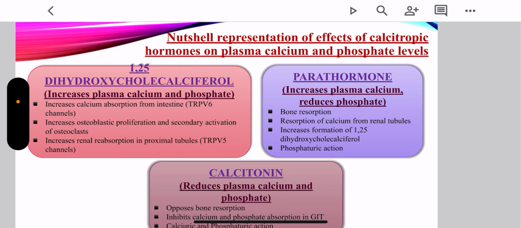So how can the concentration of any substance be increased in the blood? We can increase the absorption, we can reduce the excretion, and if anything is left, we can take it from the bone. So how will we take it from the bone?